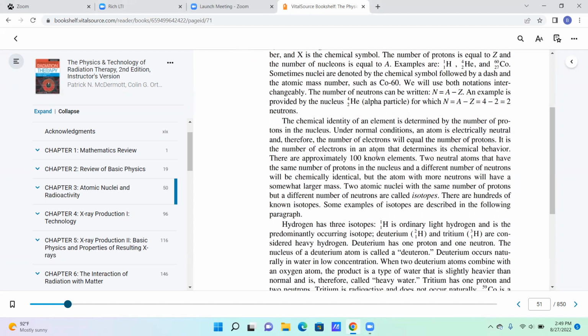So the chemical identity is determined by the number of protons in the nucleus. Under normal conditions, an atom is electrically neutral, and therefore the number of electrons is going to equal the number of protons. And it's the number of electrons in an atom that determines its chemical behavior. Two atomic nuclei with the same number of protons but a different number of neutrons are called isotopes.